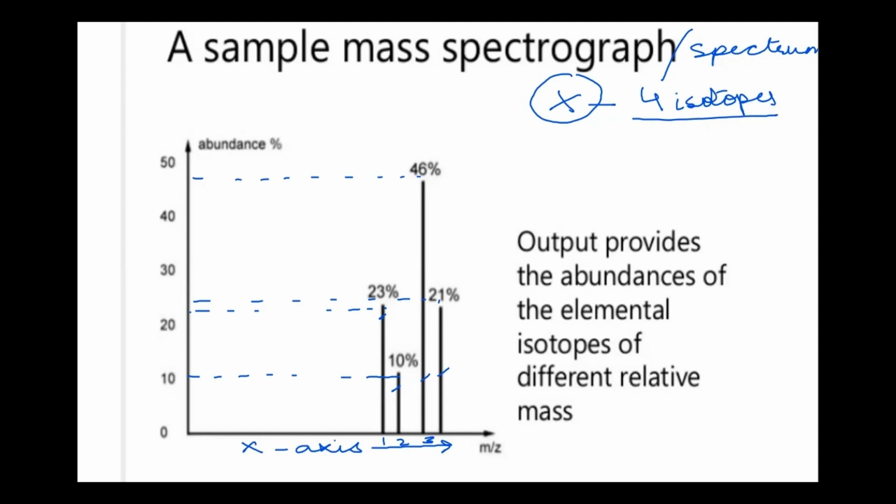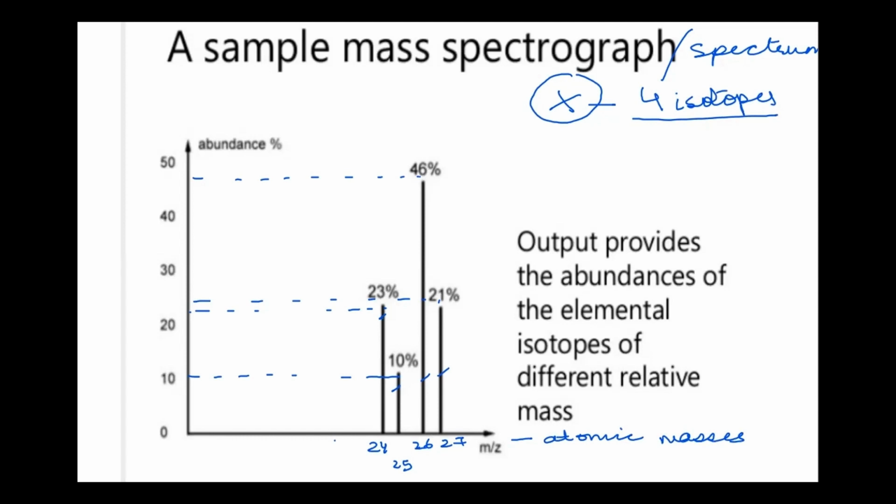Now, let's suppose the masses of these different isotopes. I'm just giving them random numbers. Let's say the mass of the first isotope is 24. The next one is going to be 25. This one is 26 and this one is 27. These are basically the different atomic masses of the different isotopes of the element X. And we have the percentage abundance, right?